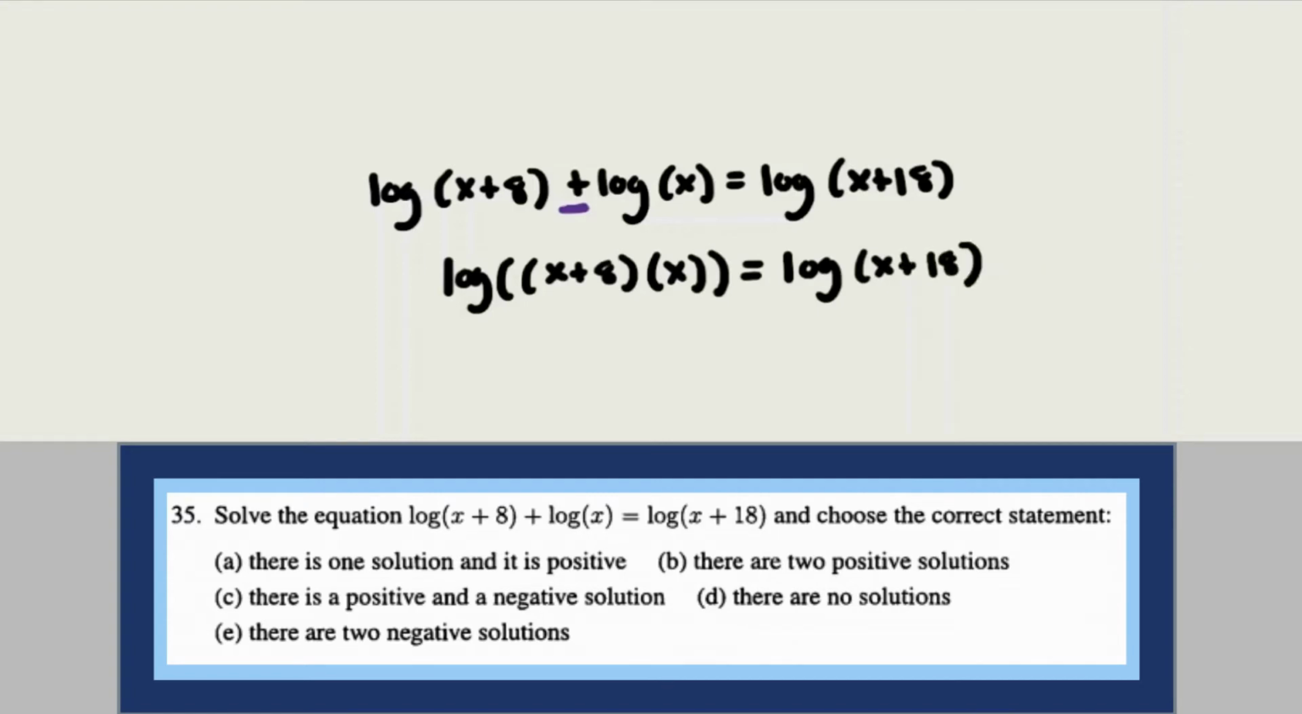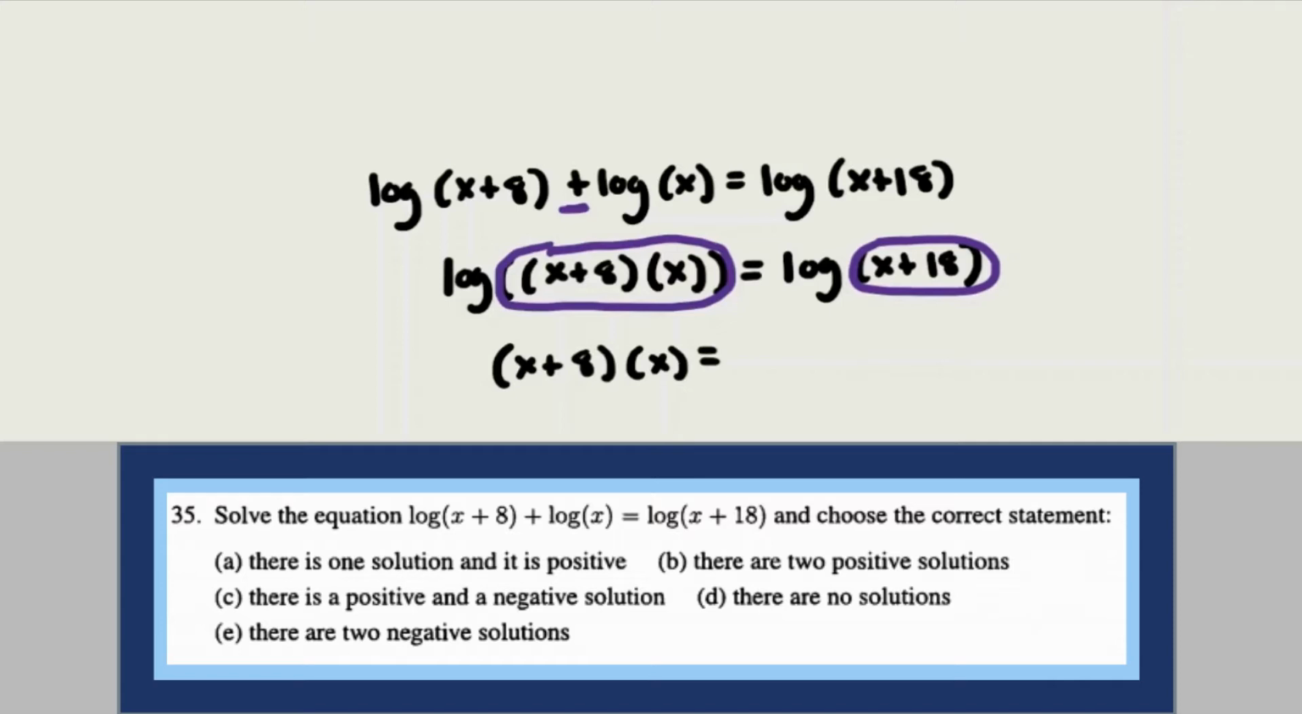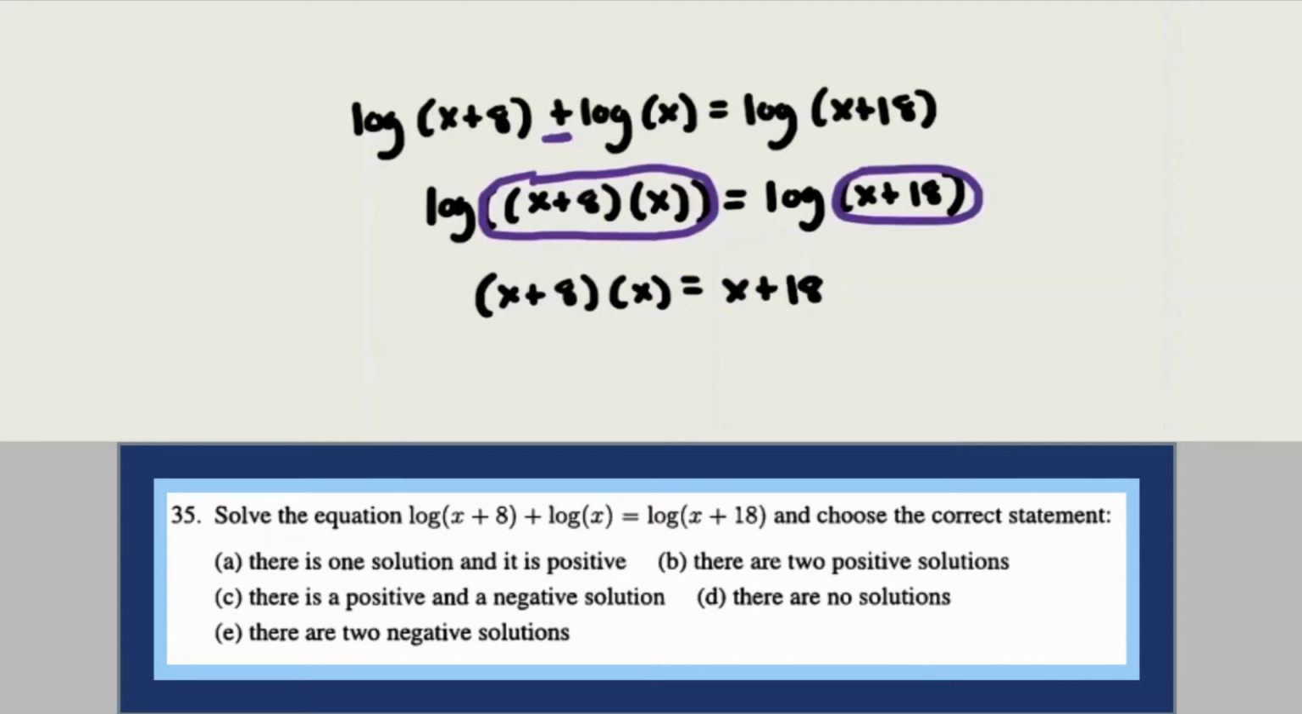Once we get to this point, because both sides are in terms of log, we have log of x plus 8 times x equal to log of x plus 18. What we can do is set what's inside the parentheses equal to each other because they technically have the same bases. So we're going to set x plus 8 times x equal to x plus 18. And remember, you can only do this when both sides are in terms of logs, such as this.